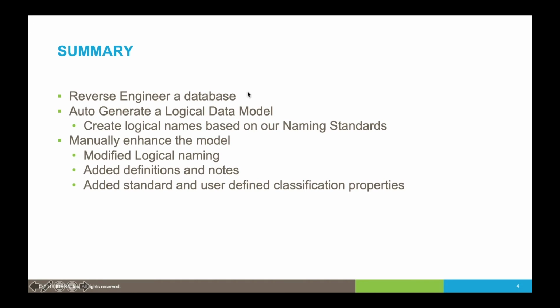So to summarize, we reverse engineered the database and created a physical model and also auto-generated a logical data model. And during that process, we got the tool to create some nice business-friendly logical names based on a naming standards template. We then manually enhanced the model, so we went through and modified the logical names. We added some text to entities and attributes with definitions and notes. And then we added some properties that we could use for classification of our objects, and we saw how we could generate some standard properties and talked about how we could add user-defined properties to objects.